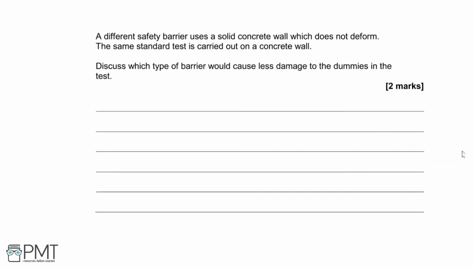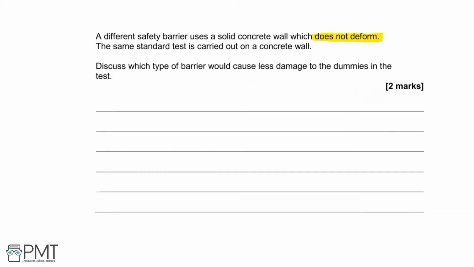A different safety barrier uses a solid concrete wall which does not deform. The same standard test is carried out on a concrete wall. Discuss which type of barrier would cause less damage to the dummies in the test. The key part to note here is that the concrete wall does not deform.